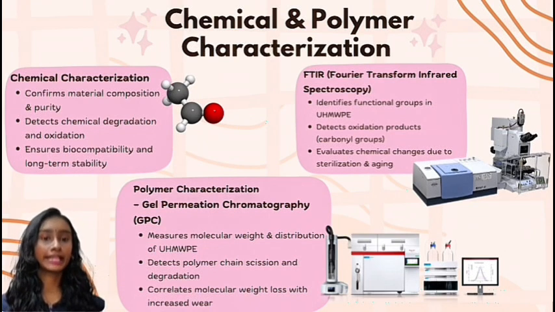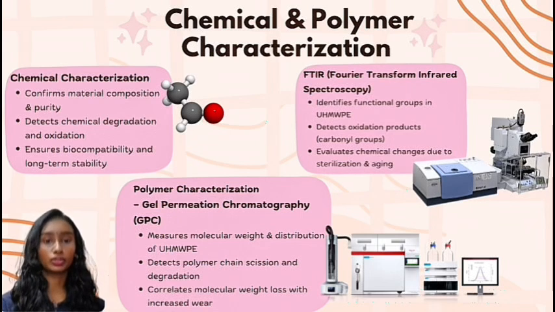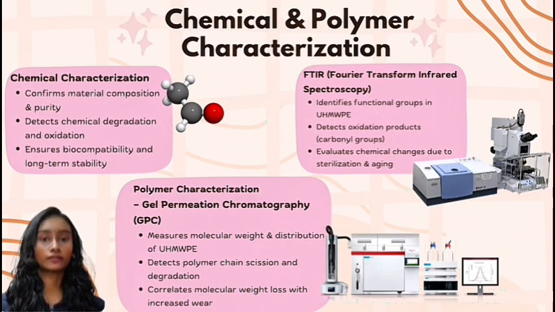One of the important techniques used is Fourier transform infrared spectroscopy, FTIR. It helps identify functional groups present in polymer materials such as ultra-high molecular weight polyethylene, which is commonly used as the acetabular liner. It is particularly useful in detecting oxidation products such as carbonyl groups, which indicate chemical aging. Oxidation can reduce wear resistance and increase the risk of implant failure.